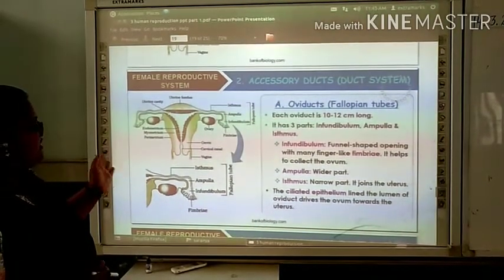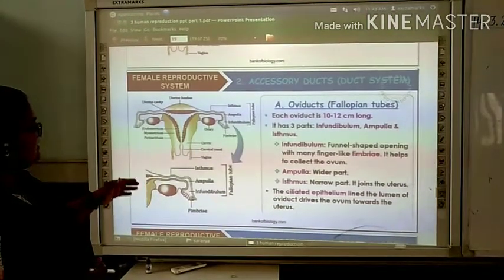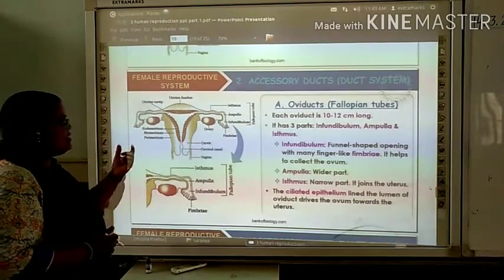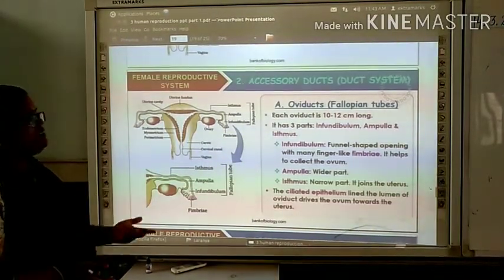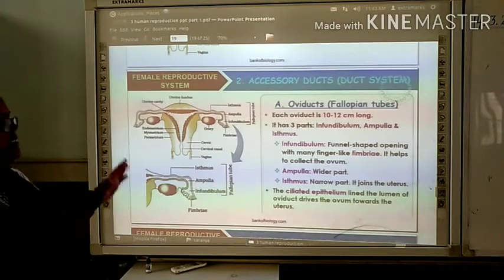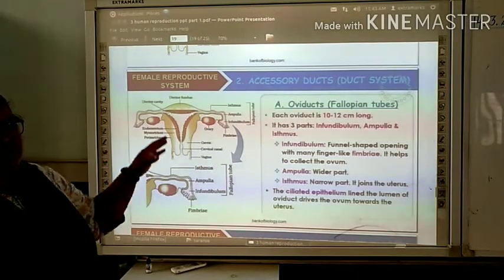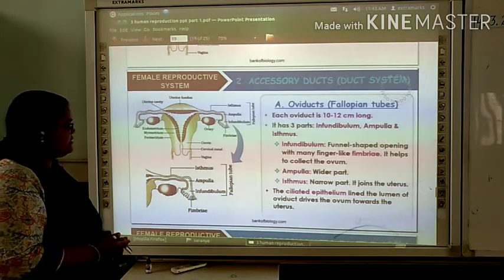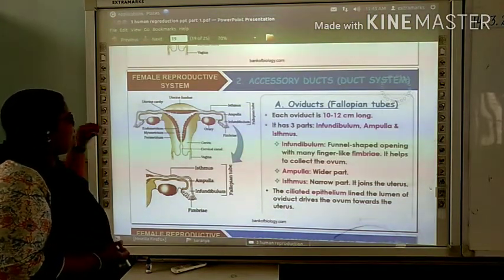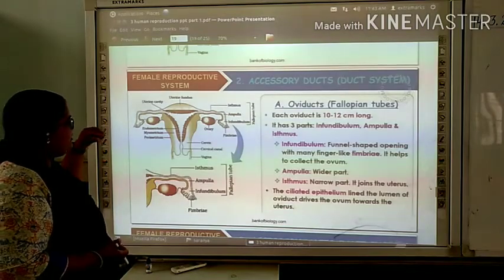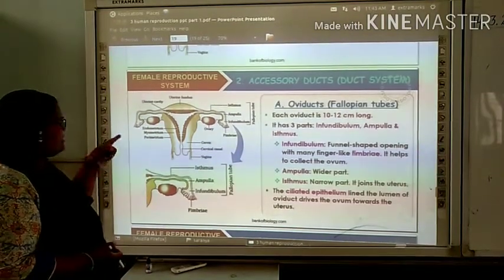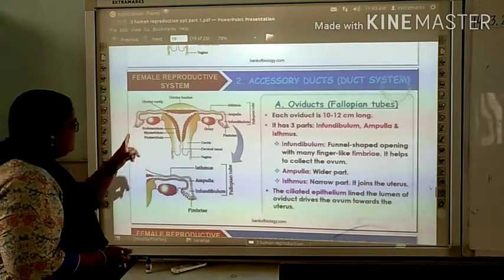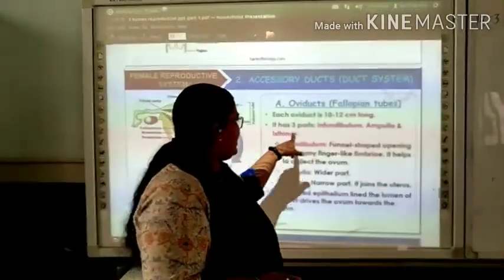So infundibulum, ampulla, and isthmus, and at the tip there will be a finger-like projection, which is called the fimbriae. In some books it says there will be four parts. Frankly, we can simply say that the fallopian tube is divided into three parts: infundibulum, ampulla, and isthmus. And at the tip of the infundibulum we can see the finger-like projections called fimbriae. One by one we will go through them: infundibulum, ampulla, and isthmus.